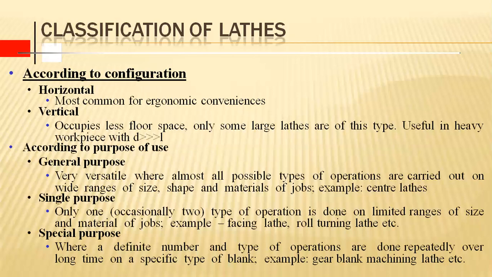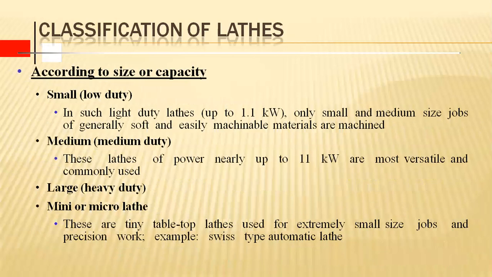In this type, the work is done repeatedly over a long time period, namely decreasing the diameter in confined lengths. Those operations are carried out with respect to this. So the best example related to the special purpose is gear blank machining.